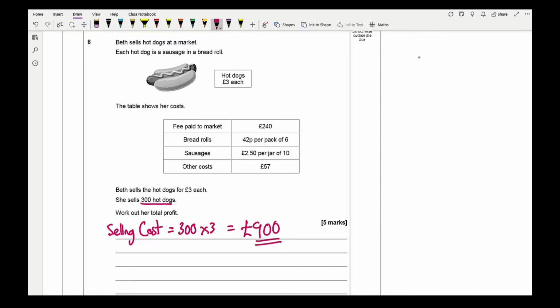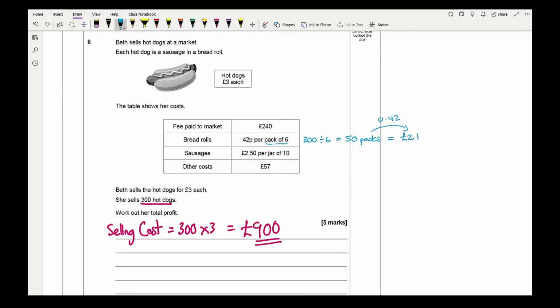So next thing we then need to do is work out what the other costs are going to be. So for this, we need to look at how many packs of 6 we need. If I do 300 divided by 6, that's going to give me an answer of 50 packs. Now 50 packs, if I times that by 0.42, and again I just get my calculator and do 0.42 times 50, it gives me an answer of £21.